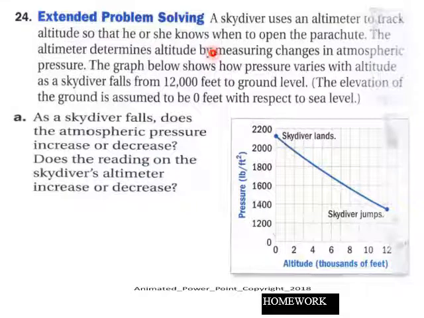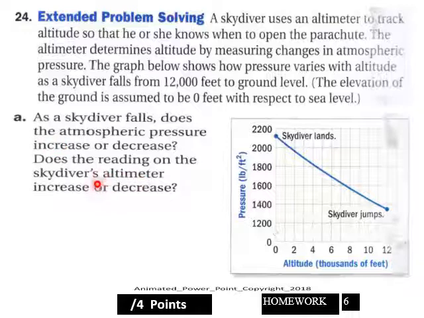Page 6, we have another problem here about skydiving. So part A, does the reading on the skydiver's altimeter increase or decrease? And that is page 6. You got 4 points on page 6.